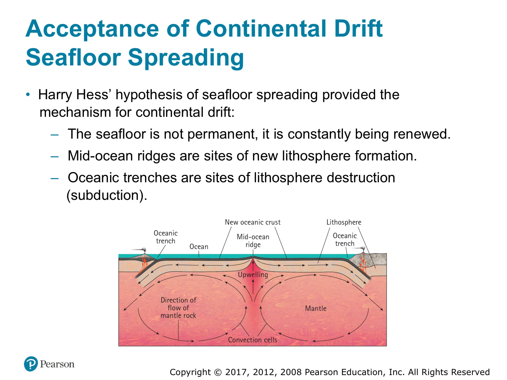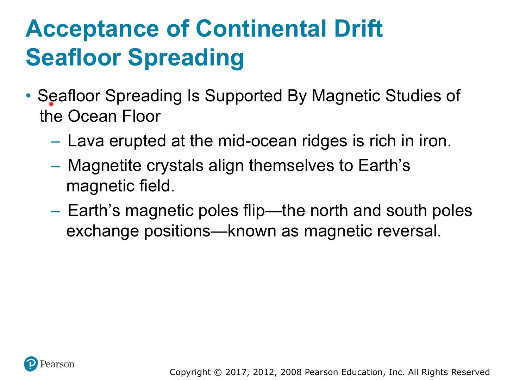And so you can see in the mantle there are these convection currents that are pushing the mantle up here and causing separation there. And that is what is causing the forces that are driving the continental drift. And it turns out this seafloor spreading is supported by magnetic studies of the ocean floor.